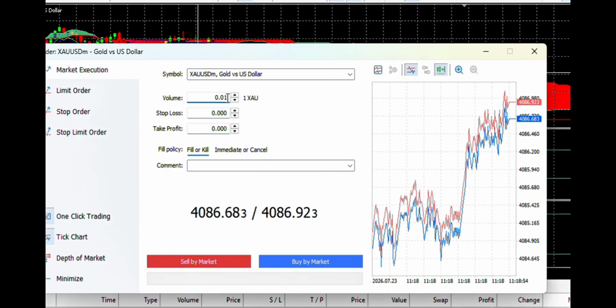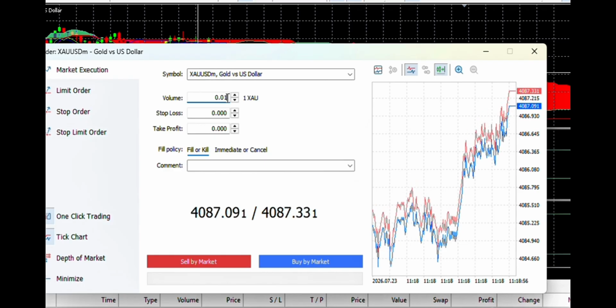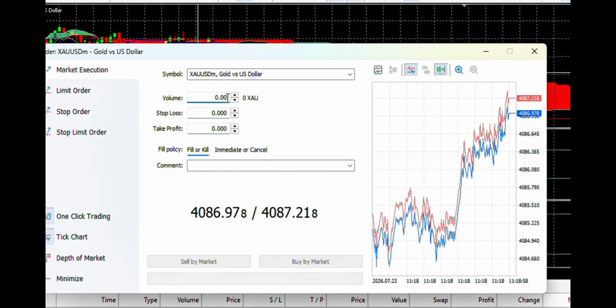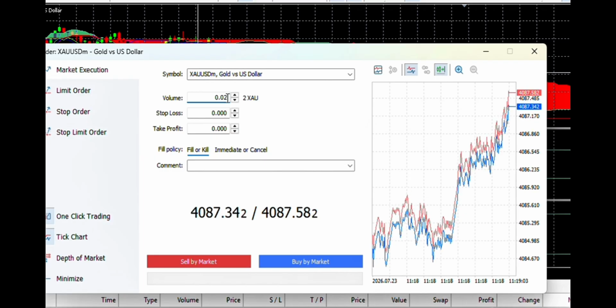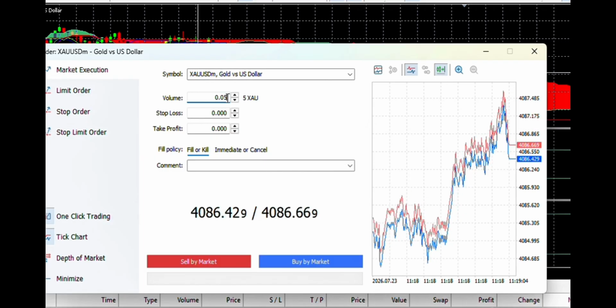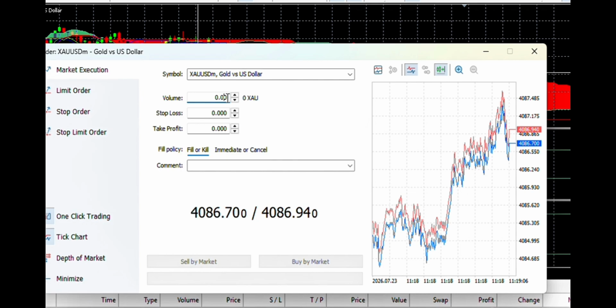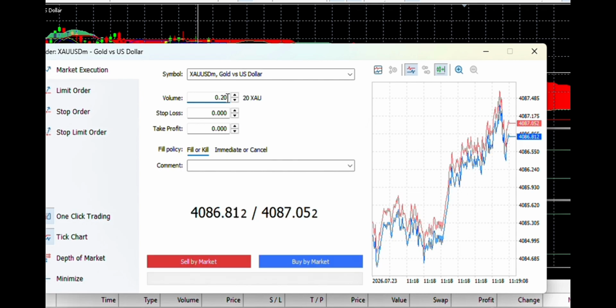But mind you, you can still have 2 here. Instead of counting 10 cents, it's going to be counting 20 cents. You can have any number here. The same thing in your mini: if you have 2 here, instead of counting $1, it will be counting $2. So that is it.